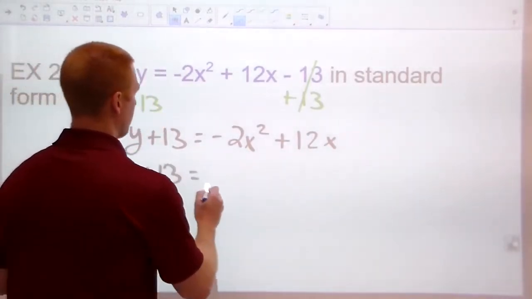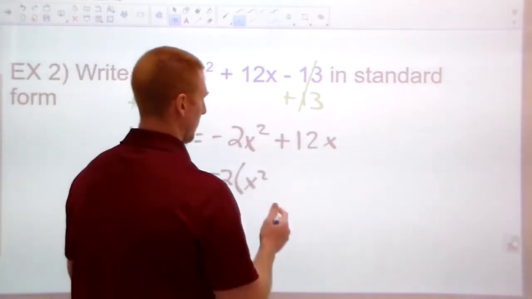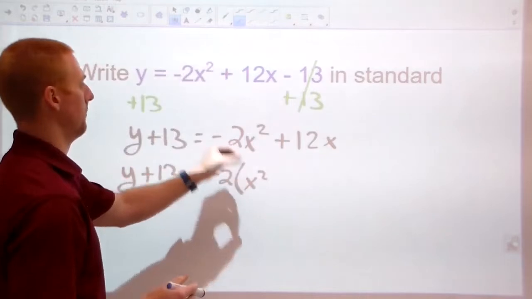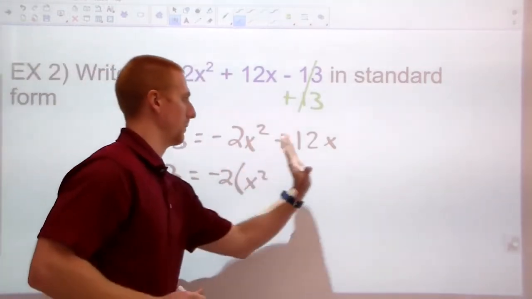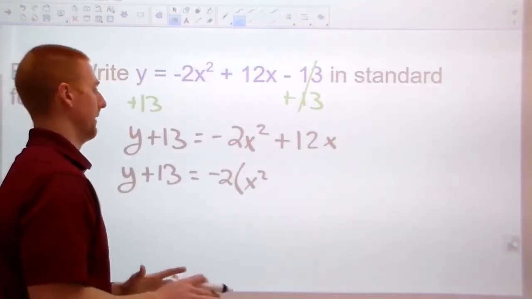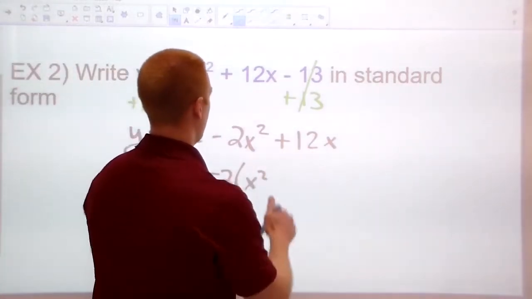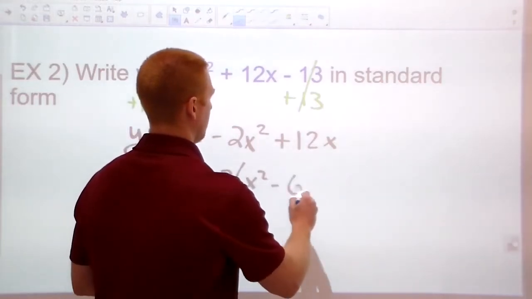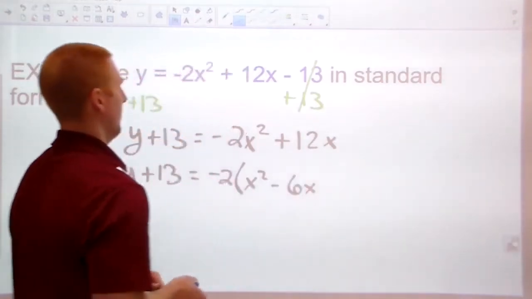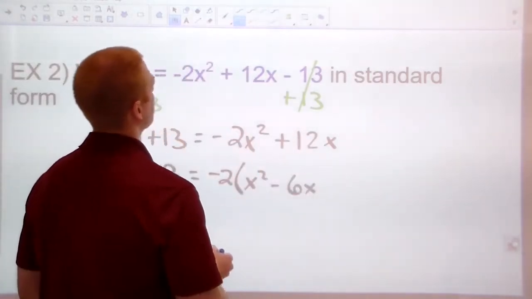So I'll leave the left side the same, and we'll take negative 2 out. So again, whatever's in front of x squared, you factor that out, no matter how complicated it makes this second part. Sometimes it's going to be a fraction over there. That's going to happen, and that's okay. All right, so take negative 2 out of that. Take negative 2 out of 12x, you're going to get minus 6x. And always do a quick confirmation, distribute back out, make sure it all checks out.